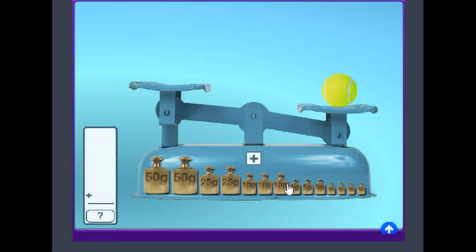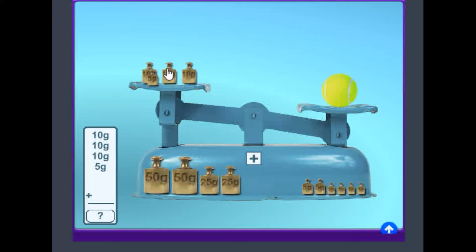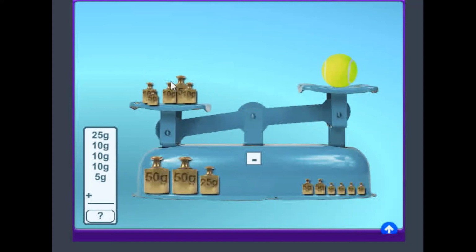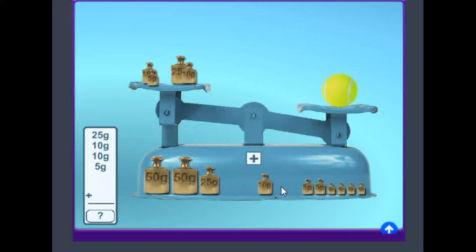Right here you can see our pan balance, and so we have a tennis ball on one side, and I am taking these little weights that each have how many grams are on them, and I'm trying to see what the mass of this tennis ball is. So I'm continuously adding the weights until I get the pan balance to actually balance. So that was too much right there, so I gotta take off. So now I have too little. I don't have my mass correct yet.